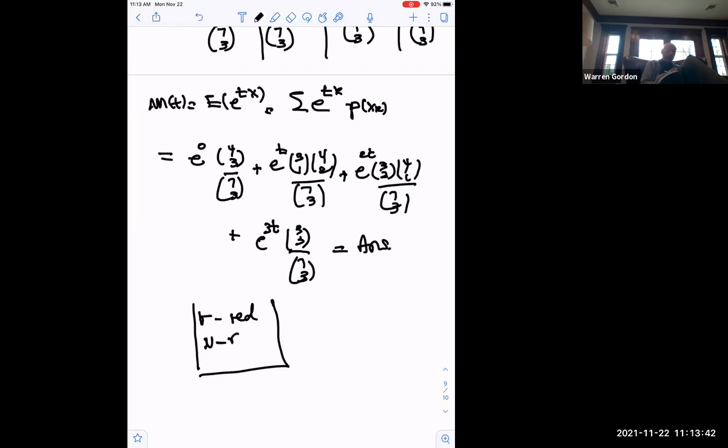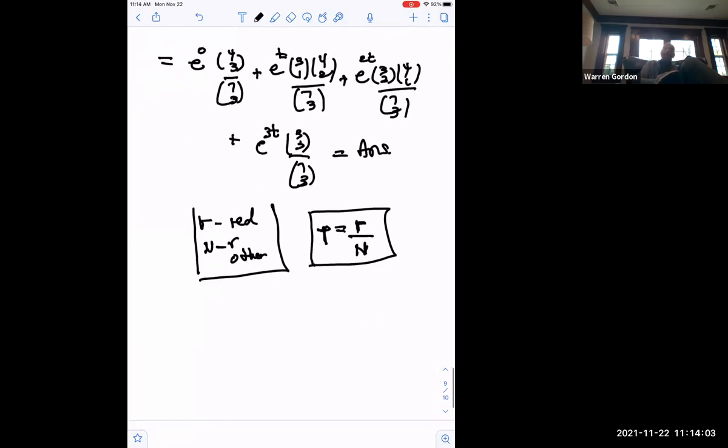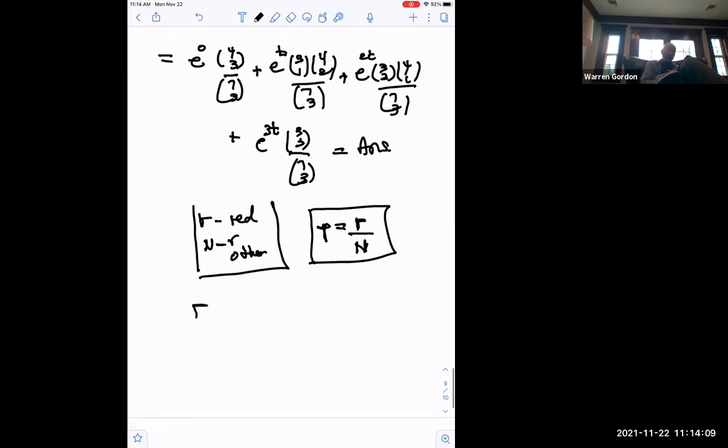N minus R other. So the percentage of red is just R divided by N. I want you to make an observation. Now, what I can show when I do it in the text, it's just a little bit of algebra, is I can show the following.